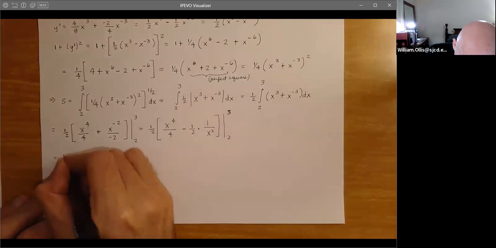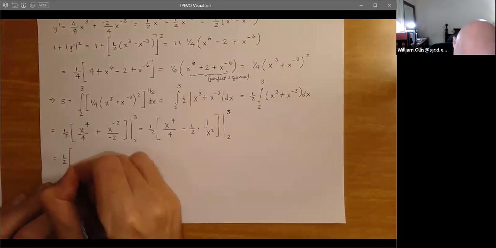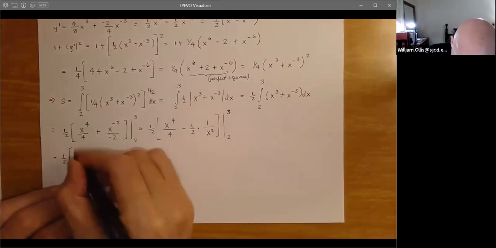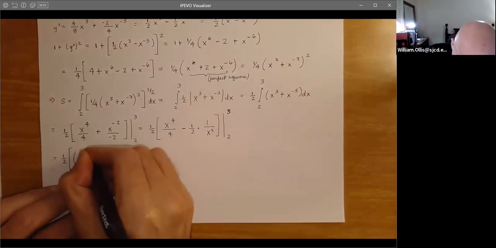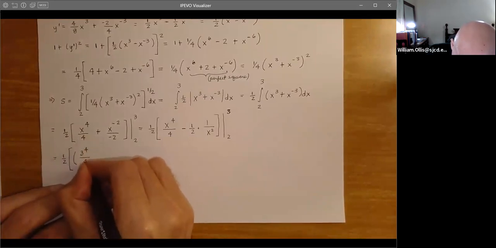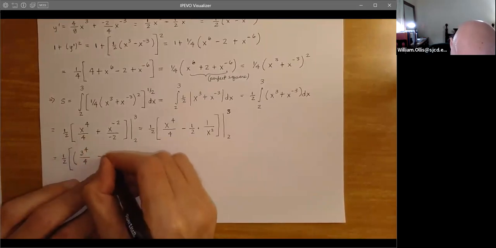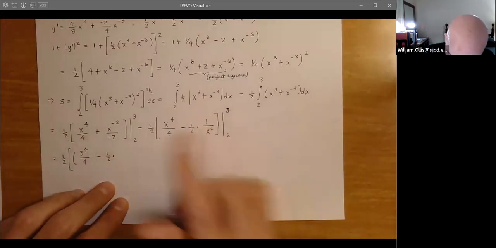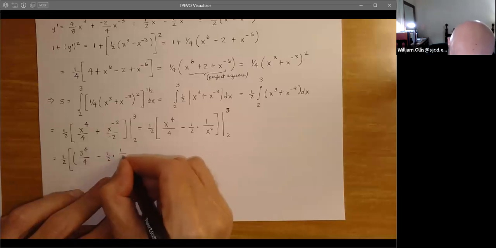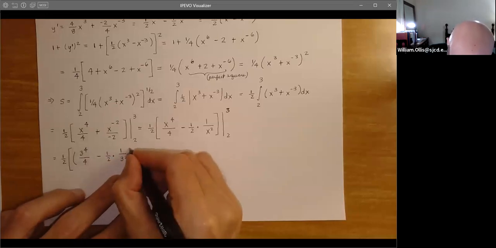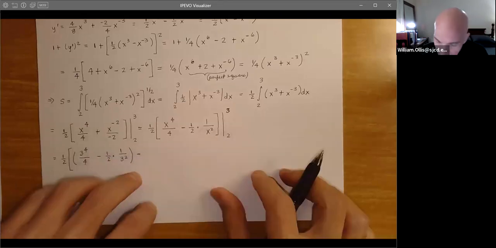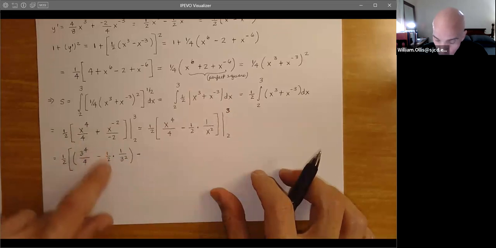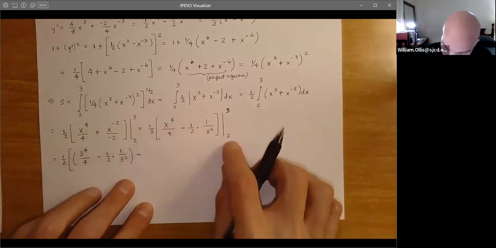So we've got our 1/2. Now first, what we want to do is substitute the 3. So we have 3 to the 4th over 4 minus 1/2. Now, of course, we have 1 over 3 squared. So again, substitute 3 to the 4th over 4, the 1/2 is factored, minus 1/2, 1 over 3 squared, and now substitute 2.